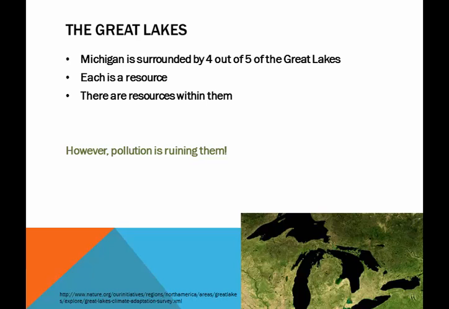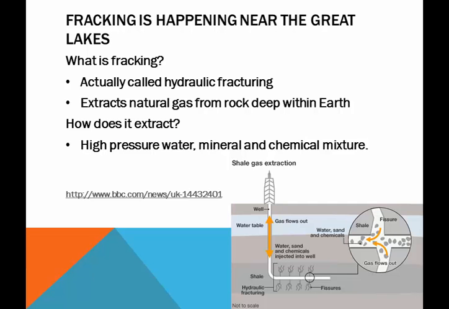So the Great Lakes. Michigan is surrounded by 4 out of the 5 Great Lakes. We have Lake Michigan, Lake Superior, Lake Erie, and Lake Huron. Lake Ontario is just a little east of us. Each lake is a very valuable resource and contains a lot of valuable resources: food, minerals, the water itself. However, pollution is here and ruining a lot of these resources.